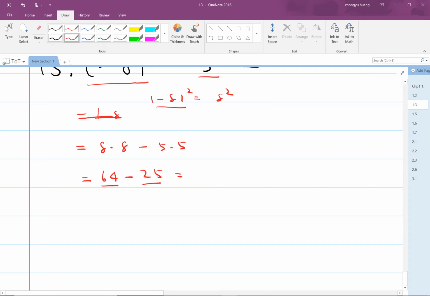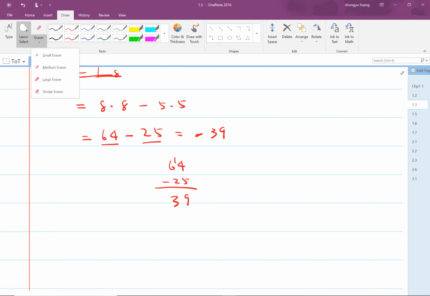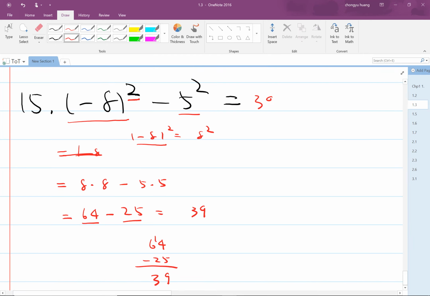So let me show you guys the details. Okay, 64 and 25, right? So 4 is less than 5, so you have to borrow 1, right? So it's going to be 14 minus 5, which is 9, right? Since we borrow 1 from 6, it becomes 5. 5 minus 2 is 3, so the answer is actually 39. Okay, so the answer is actually 39. Let me erase this part. Right, so the answer over here is actually 39.